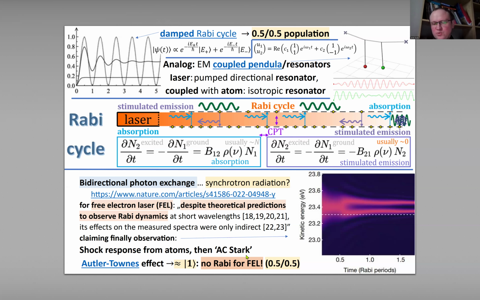So they have shown that there is some shock response at the beginning, but finally it goes to the nearly completely excited state. So here it is damped. So they were able to use only the blue line, but remove the violet, thanks to this synchrotron radiation.